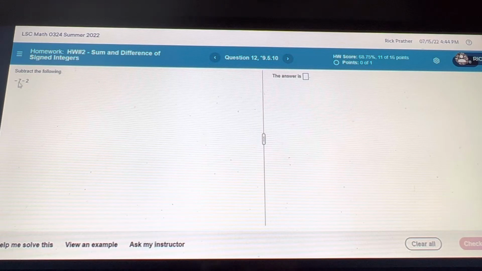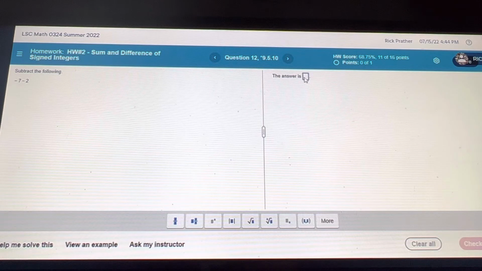Same thing. I have two negatives. I'm going to add their values. 7 plus 2 is 9. They're both negative, so it stays negative. Negative 9.